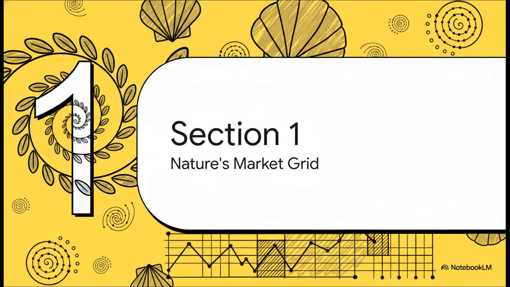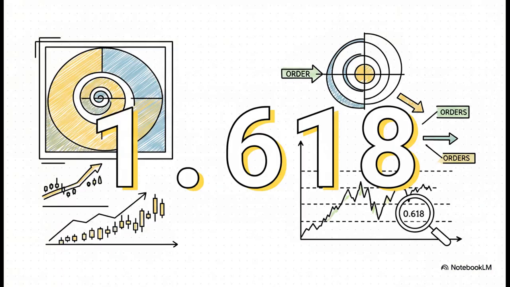All right, Section 1, Nature's Market Grid. Let's establish those foundational numbers that make up this whole framework. I want you to focus on this specific number, 1.618. This is the golden ratio. If you take any number in the Fibonacci sequence and divide it by the one right before it, it approaches this exact ratio. Now, in trading, its inverse, 61.8%, is absolutely crucial.